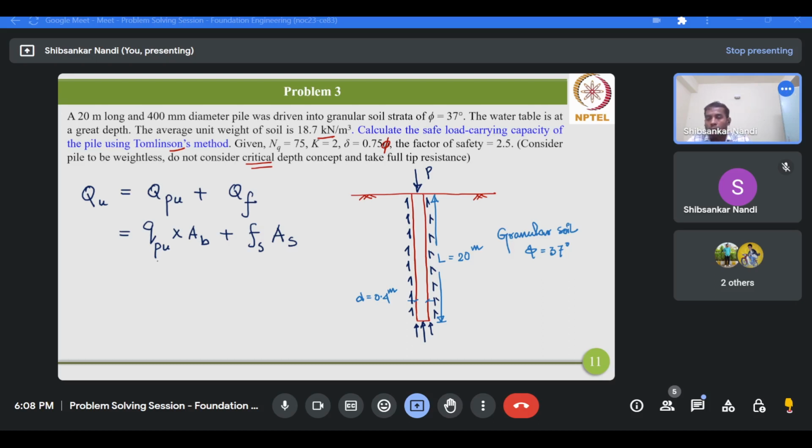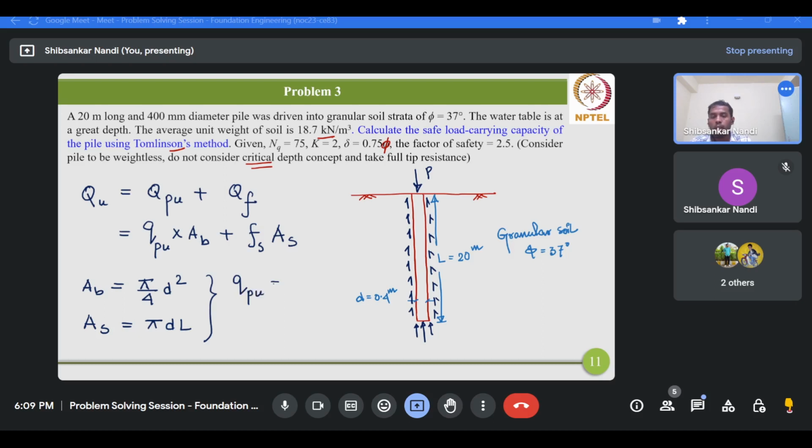Now, this AB and AS somehow we know from the pile geometry. So AB is nothing but pi by 4 D square. And what is AS? This AS is nothing but pi D L. So this is the surface area of the cylindrical pile, and this is the cross sectional area at the base of the pile. And D you know is 0.4 meter, L you know is 20 meter. So therefore, you only need to know this QPU and FS.